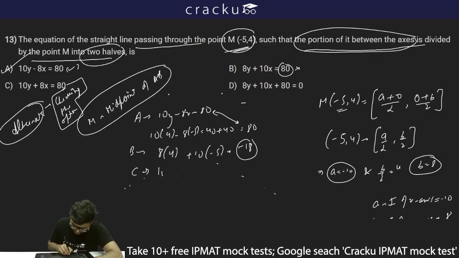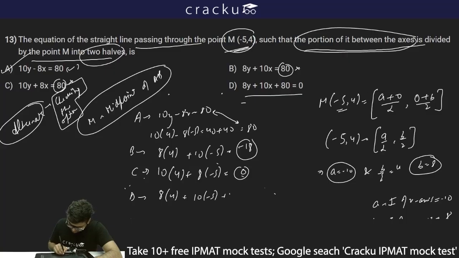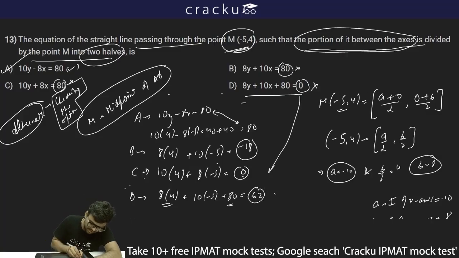Then C is 10y plus 8x is equal to 80. 10 into 4 plus 8 into minus 5 is 40 minus 40, which is 0. Again 0 and 80 do not match, so I can eliminate this one. The last is D, 8y plus 10x is equal to 80, which is 8 into 4 plus 10 into minus 5, giving 32 minus 50. This is minus 18, not equal to 80, so this can be rejected as well. Thus only one equation satisfies the point M, minus 5 comma 4, and therefore option A is the correct answer.